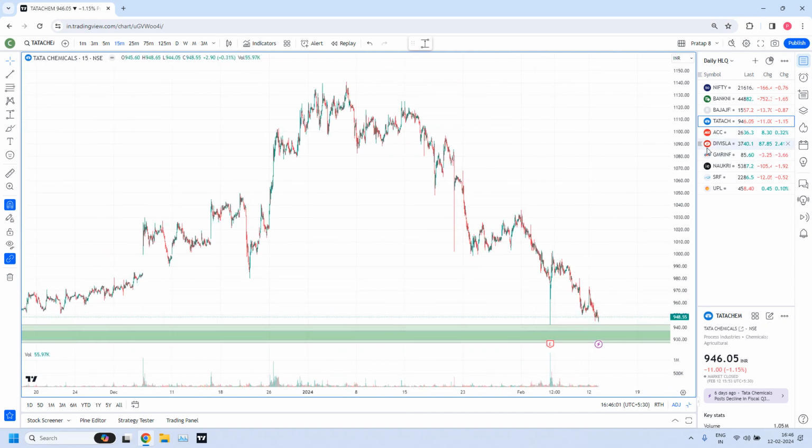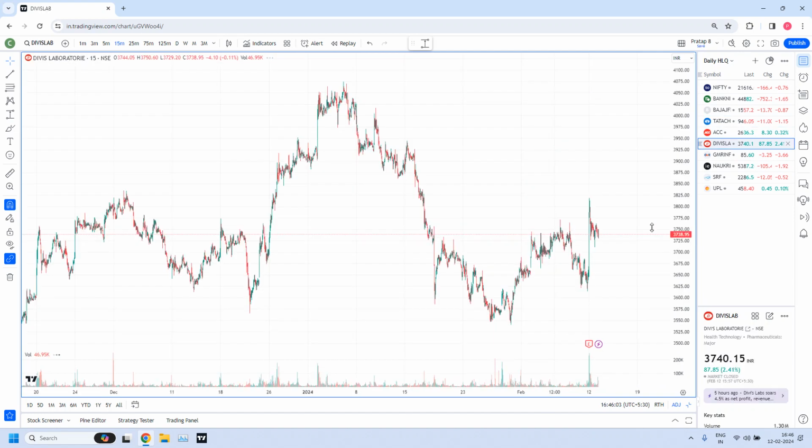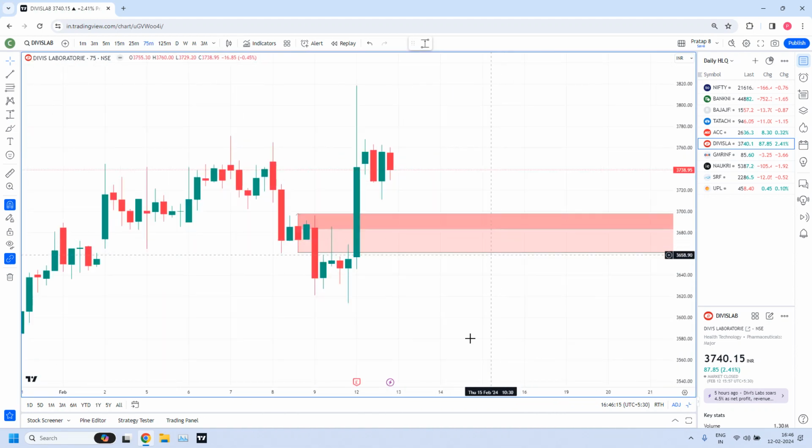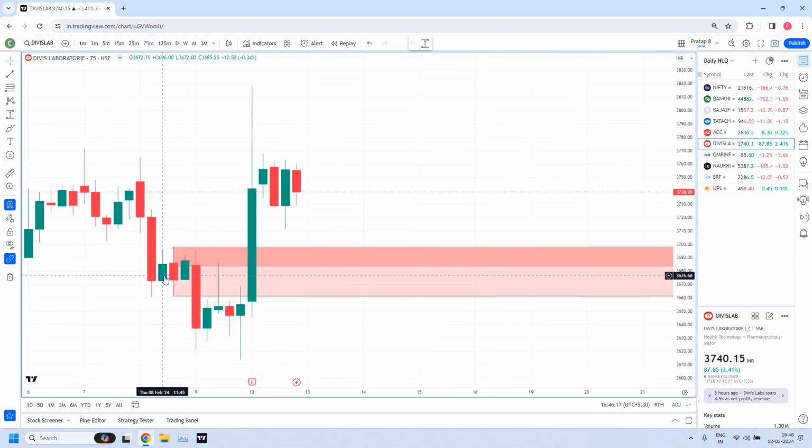ACC we already discussed. The next one is Divi's Lab. This is a zone violated today. We know this zone will be violated. How do we know? Let us first look into the zone. It is a 75-minute zone. Drop, 1, 2, 3 base candles and a drop. Today this zone is violated.